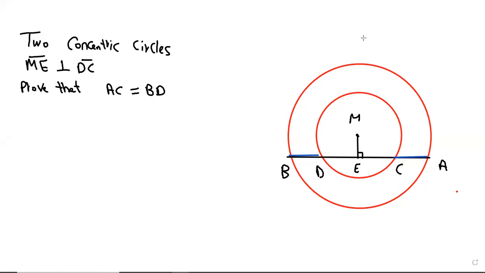Two concentric circles with center M. AB is a chord in the greater circle and intersected the smaller circle at C and D, as you see here. And ME is perpendicular to AB. Prove that AC equals BD. So let's talk about the smaller circle.